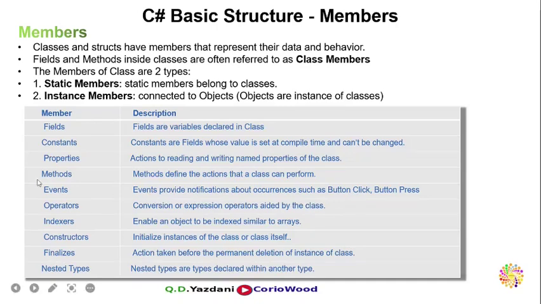So through the events we can create cool games. Say for example, with a game, you need events all the time. We have operators, indexers, constructors. We create our instance of the class, and we have finalizers like destructors. We can delete the instance of the class, and then finally we have nested types.